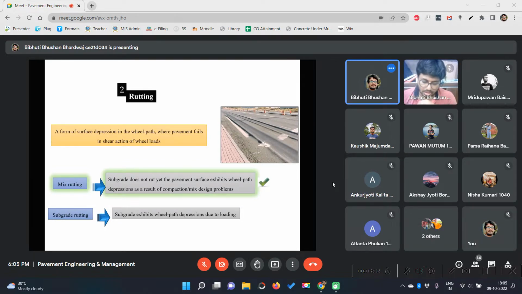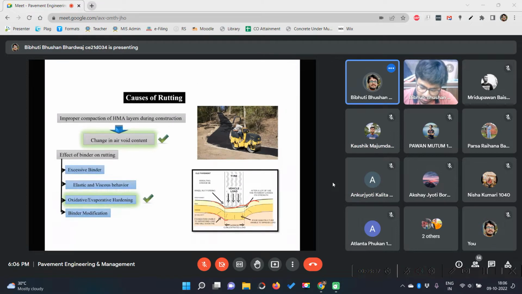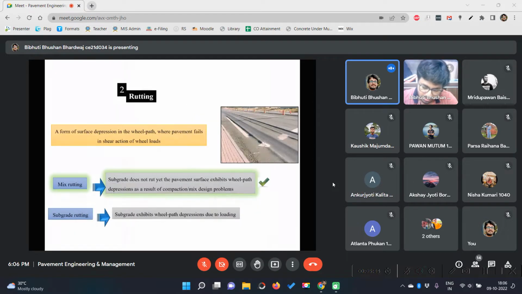What should be the weight and what type of rollers to use, I think you have already learned in your technical classes. There are many different types of rollers. We will also learn these things in the pavement construction part. But anyway, there can be different issues because of which there can be some air voids in the layer, and when traffic comes, settlement happens just like this. Because of this settlement, it will reflect at the top also. Ultimately this kind of situation will arise. So this is called rutting.